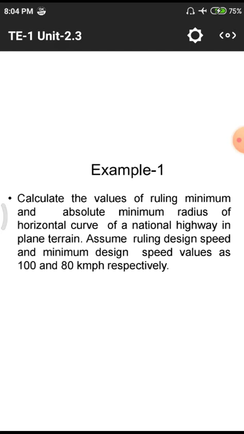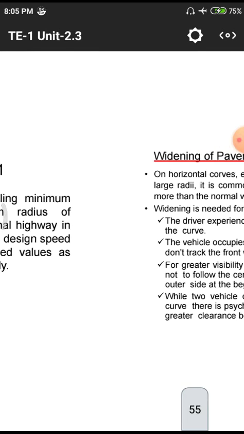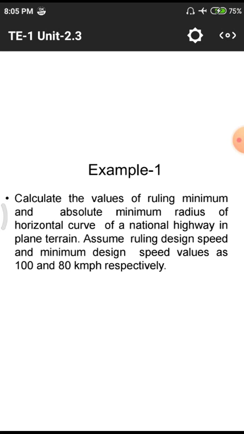Next one, we have an example here. Calculate the values of ruling minimum and absolute minimum radius of a horizontal curve for a national highway in plain terrain. Assume design speed and maximum speed values are 80 and 100 respectively, which means both are in kilometers per hour. That means in the example itself they are giving the speeds of those particular curves directly, and we need to calculate the minimum radius for those particular horizontal curves by using these values, 80 kilometers per hour and 100 kilometers per hour.